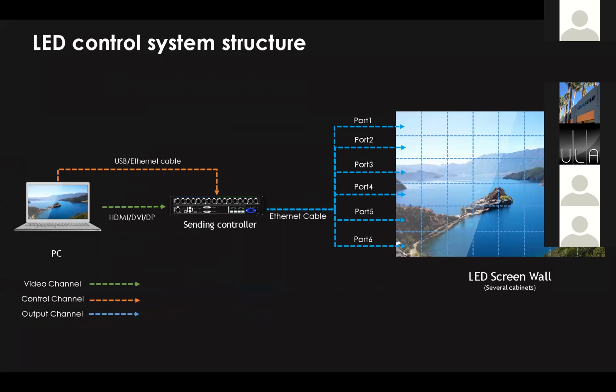And here we can see the control computer. The control computer is connected to the sending card through a USB cable or a network cable. Then the sending card is connected to the LED display through network cable from different output ports. And regarding the display, it's composed of many components. This is the basic structure of the whole LED control system. That's the receiving card, hardboard, and the flat cable to LED module.